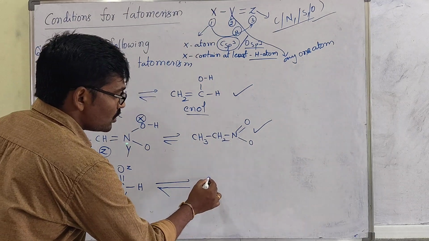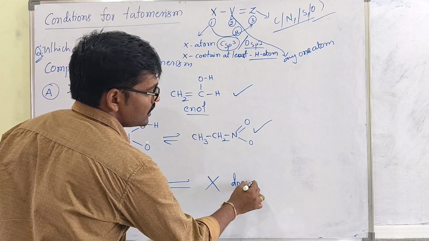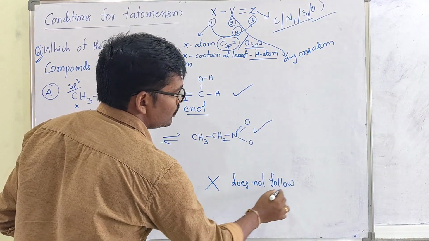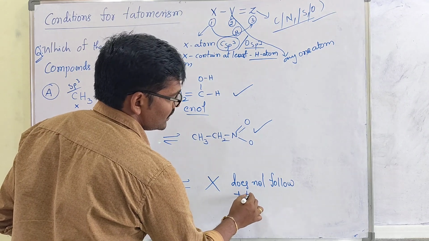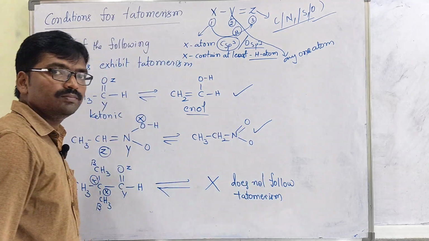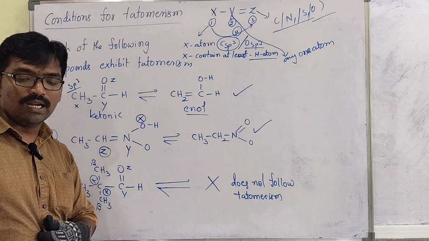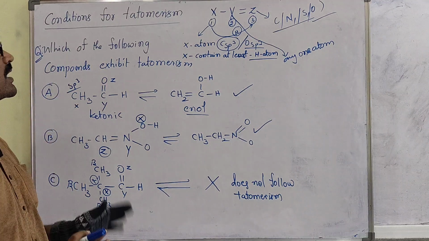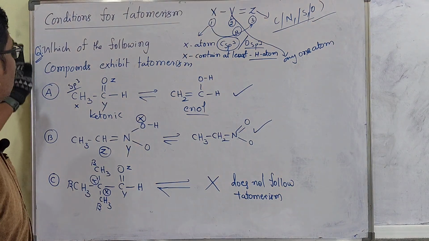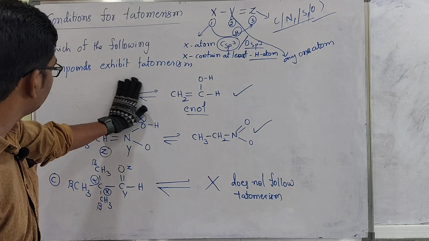So this does not follow tautomerism. Why? Because the conditions are not satisfied. The condition is that the X atom must contain at least one alpha hydrogen atom. That condition is not satisfied. Right. So we'll see some other compounds. These are noted, yes.